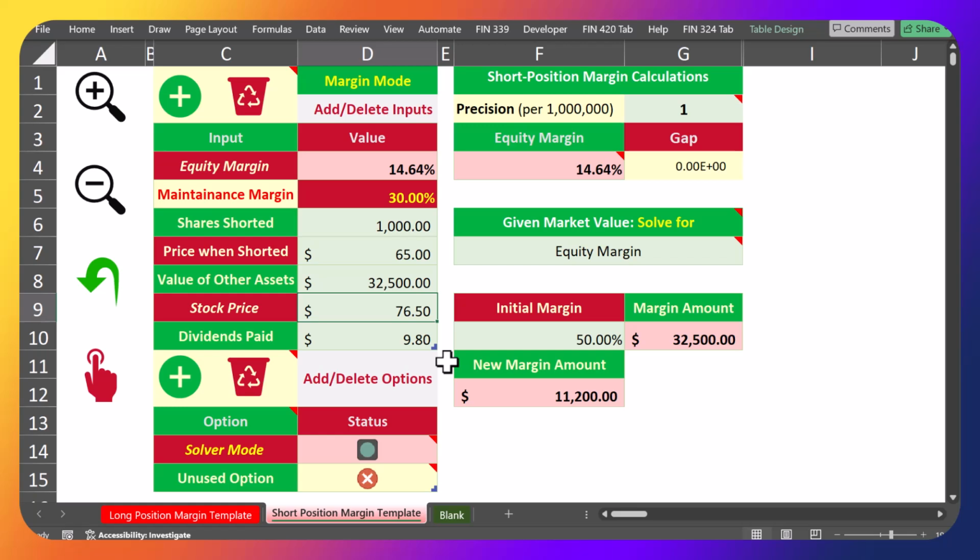For example, if the stock price was $61, you wouldn't get a margin call. Or at 66, nope, 67, now 68, you get a margin call. Let's go back to 76.50. Okay, you do get a margin call.